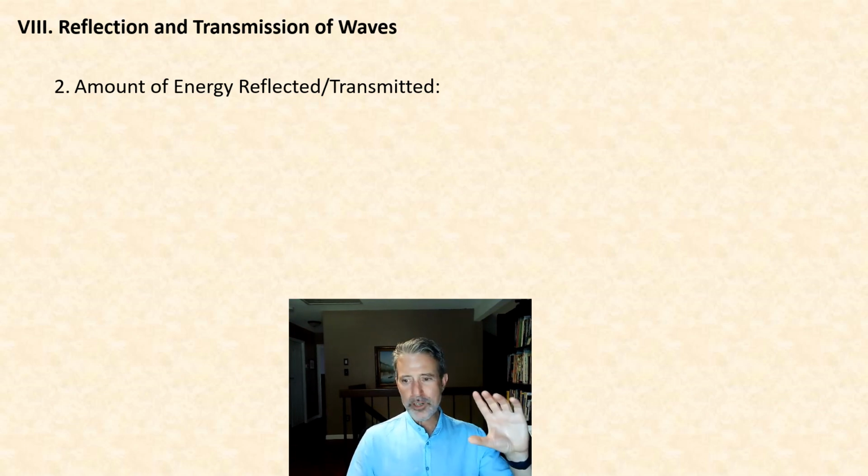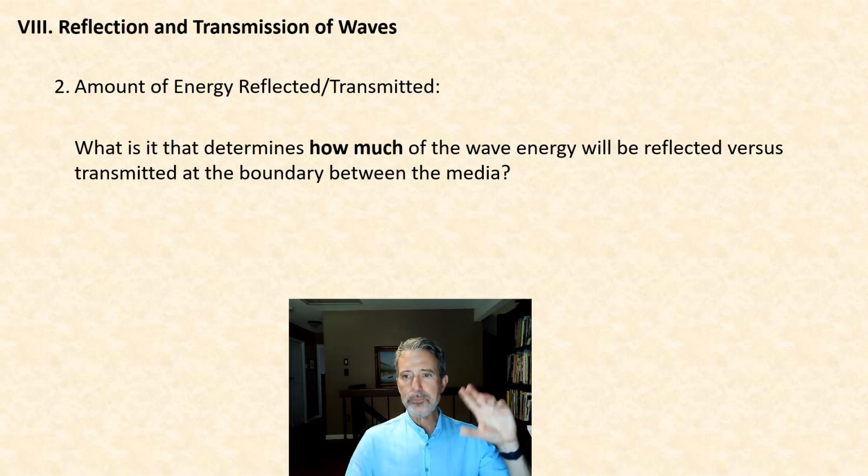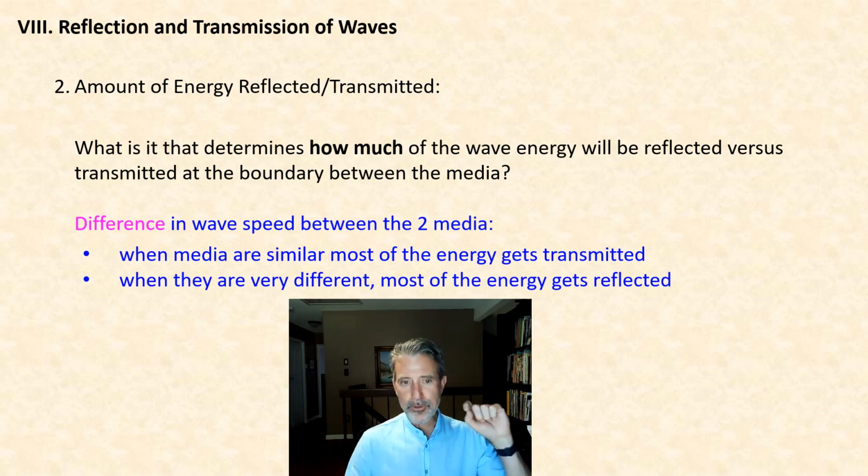Remember, the conservation of energy is alive and well. So the total energy of the reflected and transmitted wave cannot be more than the total energy of the incident wave. Well, it turns out, what determines how much of the wave energy will be reflected versus transmitted at the boundary? It's the difference in wave speed between the two media.